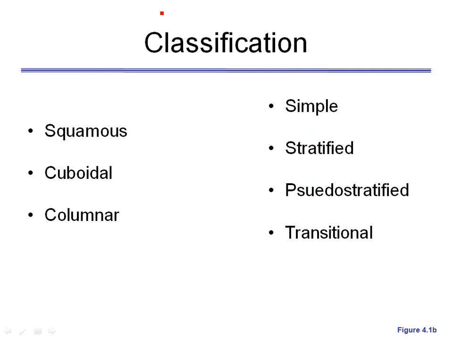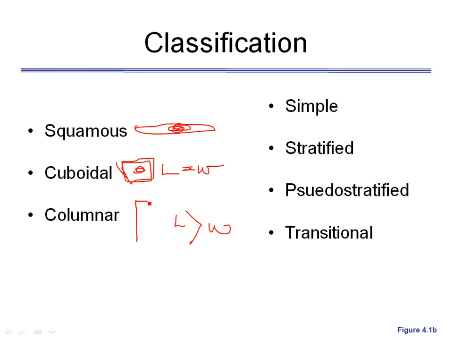In epithelial tissue, you have, again, 3 shapes, 4 arrangements. If a cell in profile is flat, we call it squamous. If a cell in profile's length equals its width, we call that cuboidal. If a cell is longer than it is wide, so it's kind of tall, that's columnar. So those are the 3 shapes. Each of those shapes will be found in one of the following arrangements.